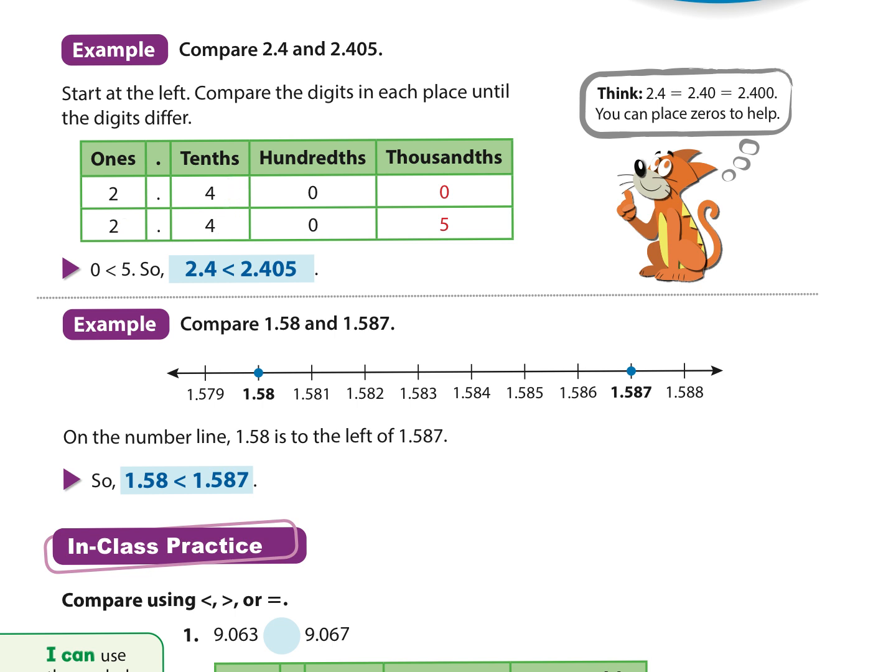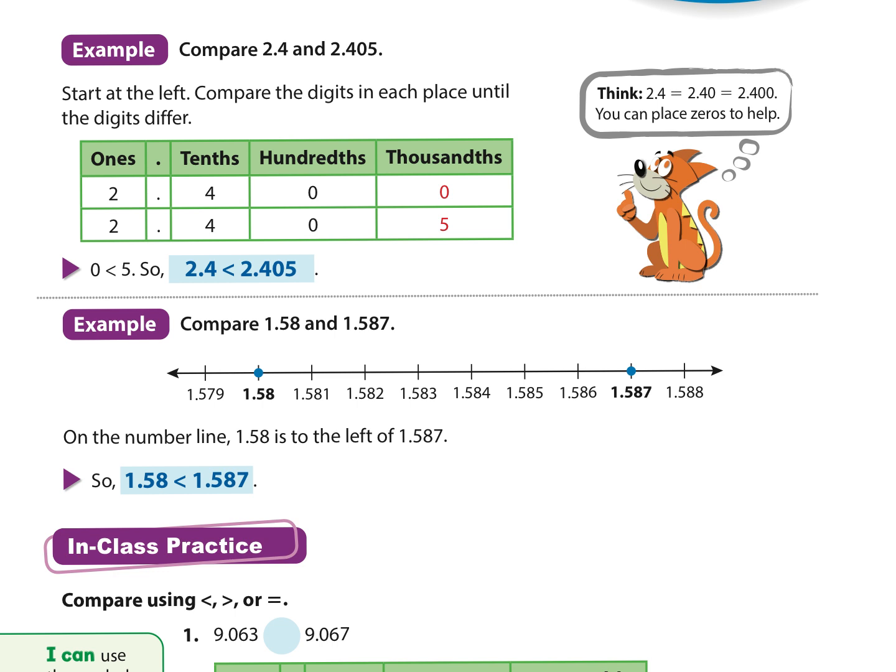These are the same digits. I can't tell which one's greater until I get to the thousandths column. Now I can see that 0 is less than 5. So that means that 2 and 4 tenths is less than 2 and 405 thousandths. I'm going one space at a time until I find a difference. Whichever one is smaller, that's going to be the overall smaller number.